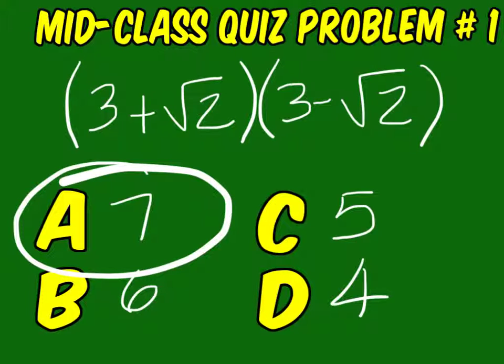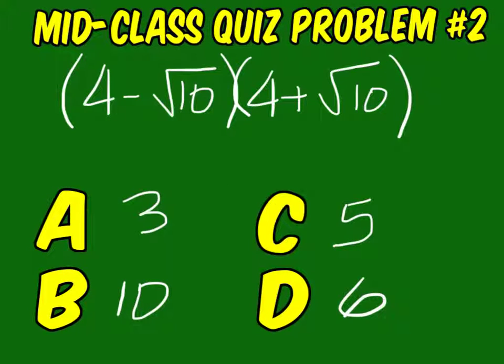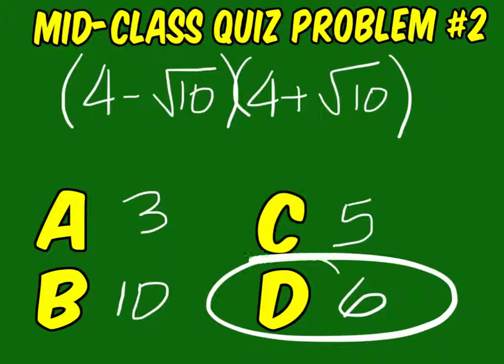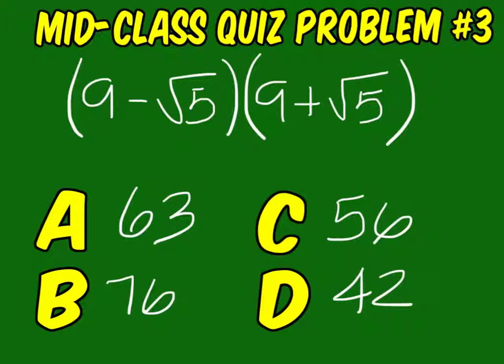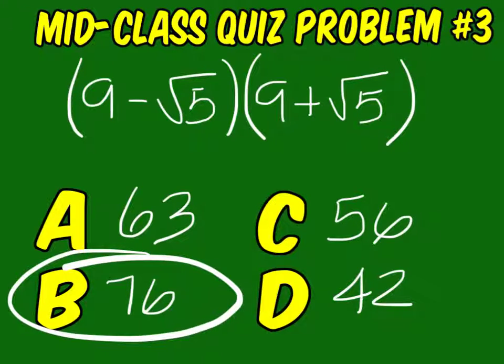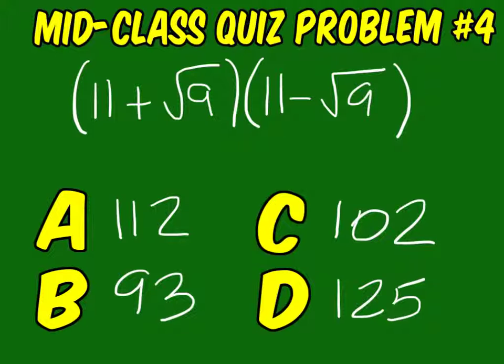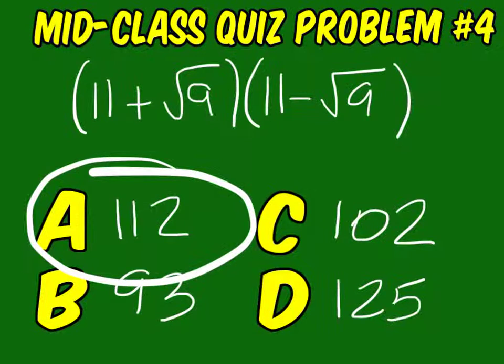Answer should have been A. The answer on that one should have been D. Answer on this one should be B. The answer on this one should be A.